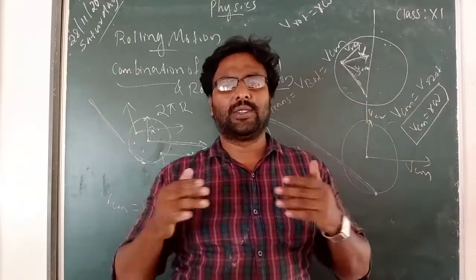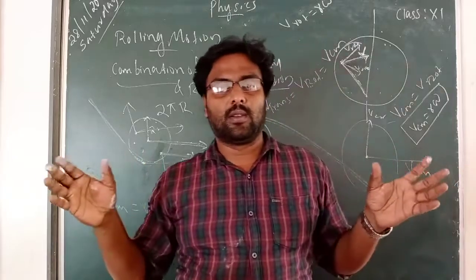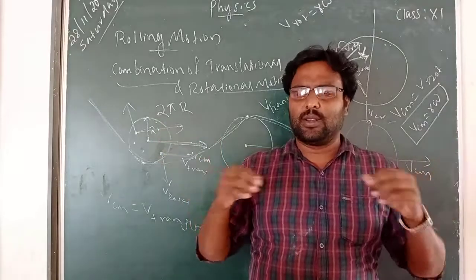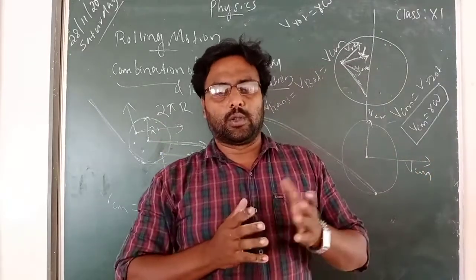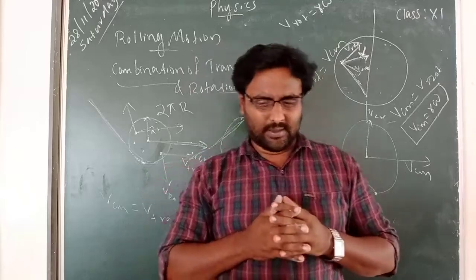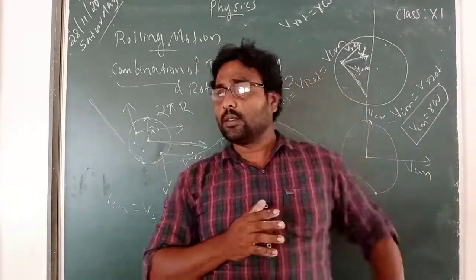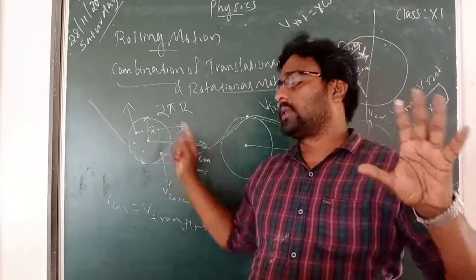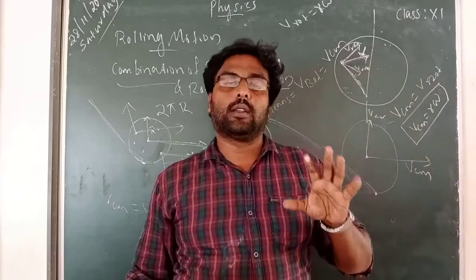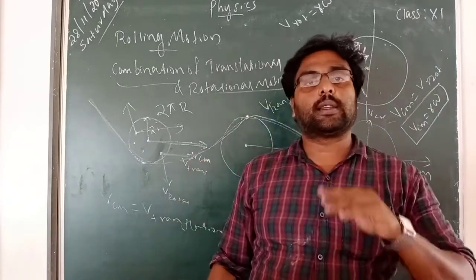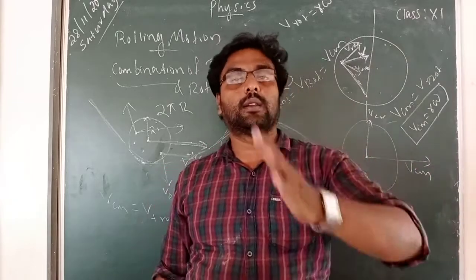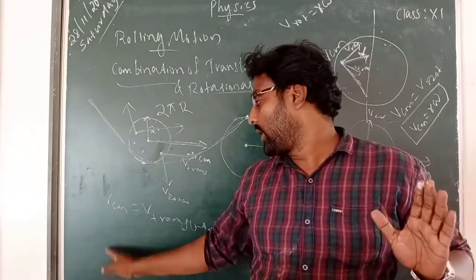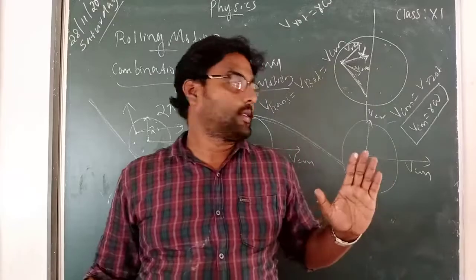Okay, you can just go through this. It's not very important, but go through it because some unread questions can come from this part. You can consider a circle here. If you choose a point, that point moves in two directions, translational and rotational, and the center of mass moves in a straight line path, so it possesses only translational motion. So you can write VCM is equal to V translational.